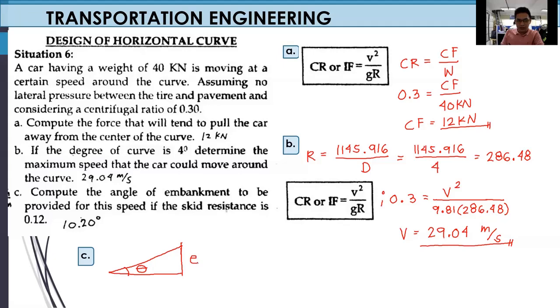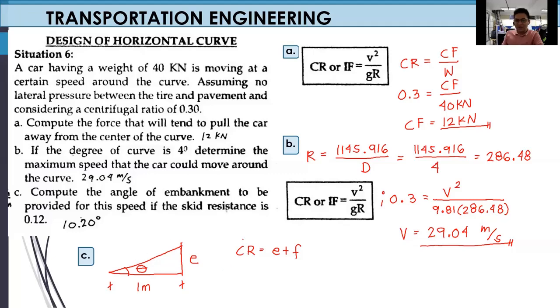And then this is our E. Diba? Skid resistance na natin is 0.12. So, paano yan kunin? Diba? So, this is automatically, kahit hindi binigay, that is 1 meter. So, 1 meter strip tayo. Okay? So, first thing is yung CR yung gagamitin natin. CR is equivalent to E plus F. Diba? Para makuha natin si E. Pagkuha natin sa E, gagamitan natin ng trigonometric function para makuha natin si theta.